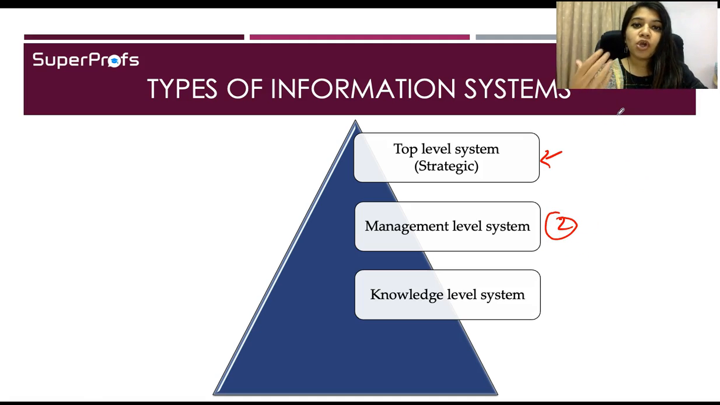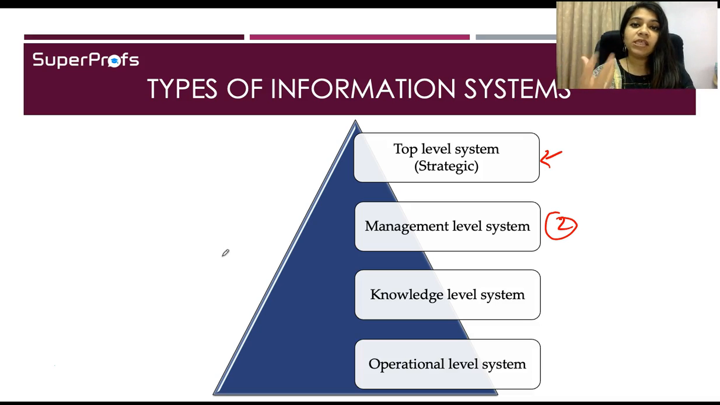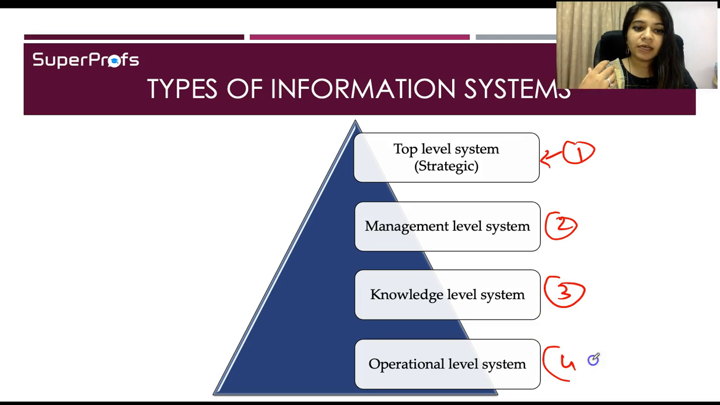Then comes your knowledge level system. Knowledge level system is for people who are experts in their fields, people who execute the actions or take expert decisions, all right, on a more regular basis. And in the end, you have the operational level system, which is required by people who are executing the tasks at the very ground level. All right, so there are four levels. The first one is your top level, second is management level, knowledge level, and then the last is your operational level.